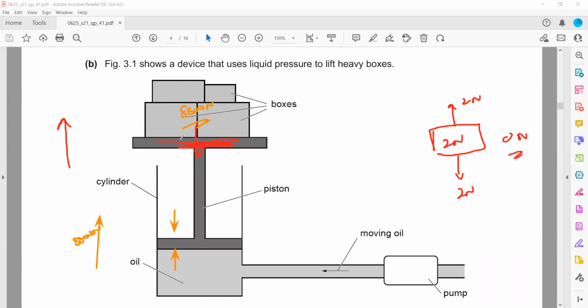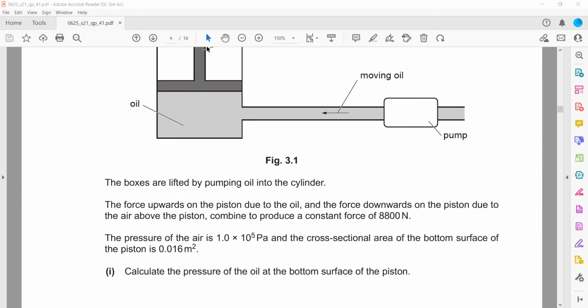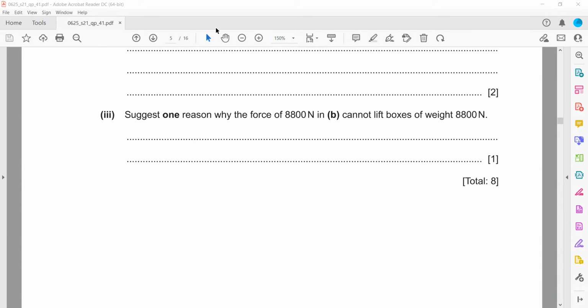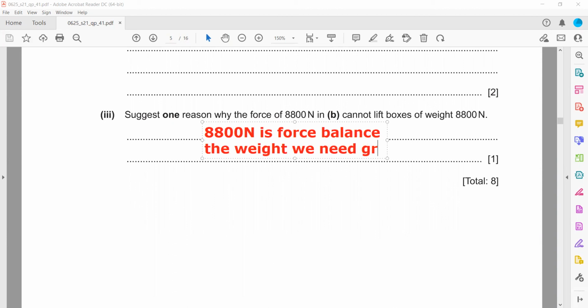And second thing, there is also a weight for this piston as well. So we have to lift a piston. So practically, the force should be more than 8,800 Newton. So 8,800 Newton is a force to balance the weight. So we need greater force to create a resultant force. So we can create a resultant force by applying a force more than 8,800 Newtons.